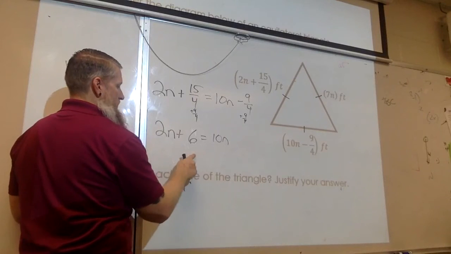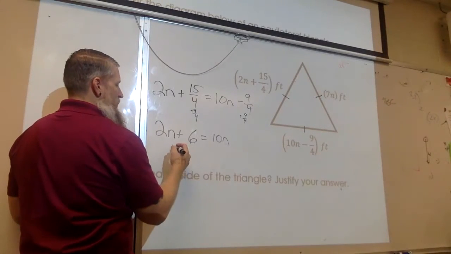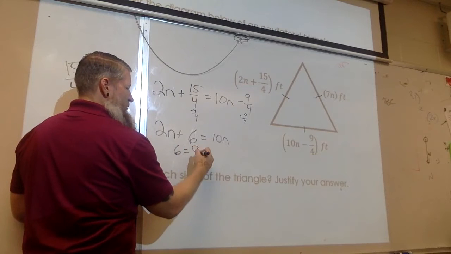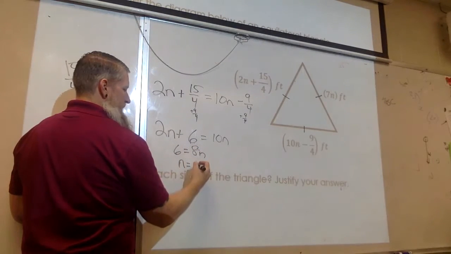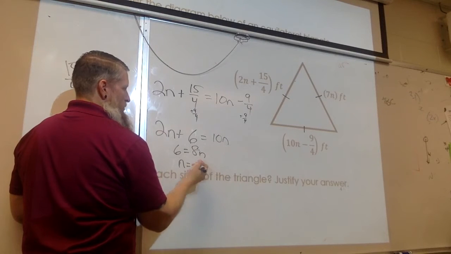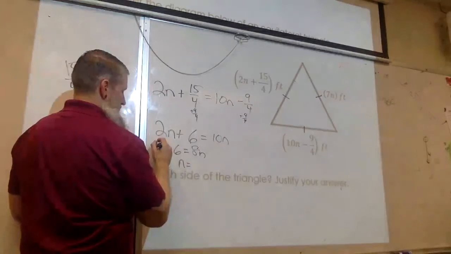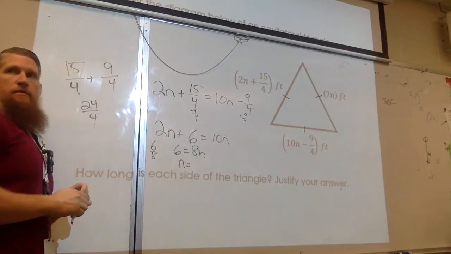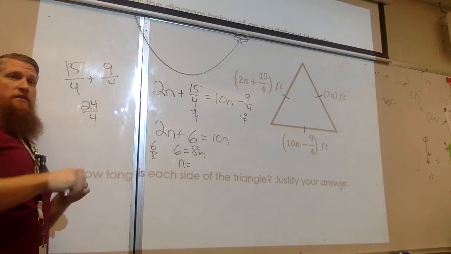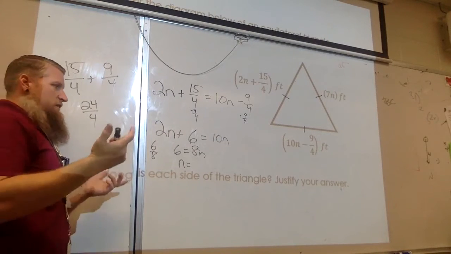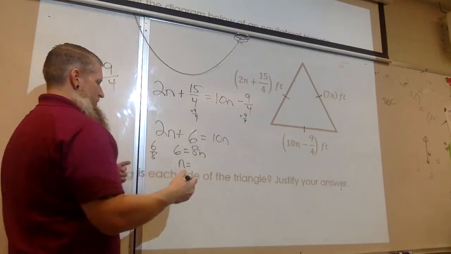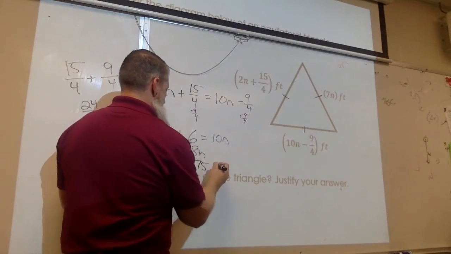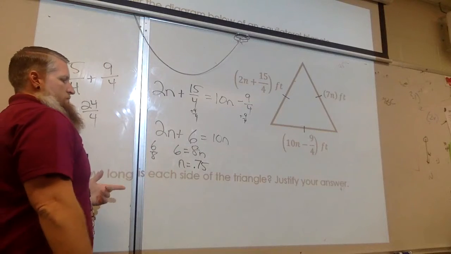What next? Subtract what? And that gives me 8n. Then do what? Divide by 8, and that is 6 over 8, which reduces to 3/4. You want to make it a decimal? I don't really care. It doesn't matter. 3/4, yeah, 0.75. And then you just add it back into 7n, because it's the easiest one.